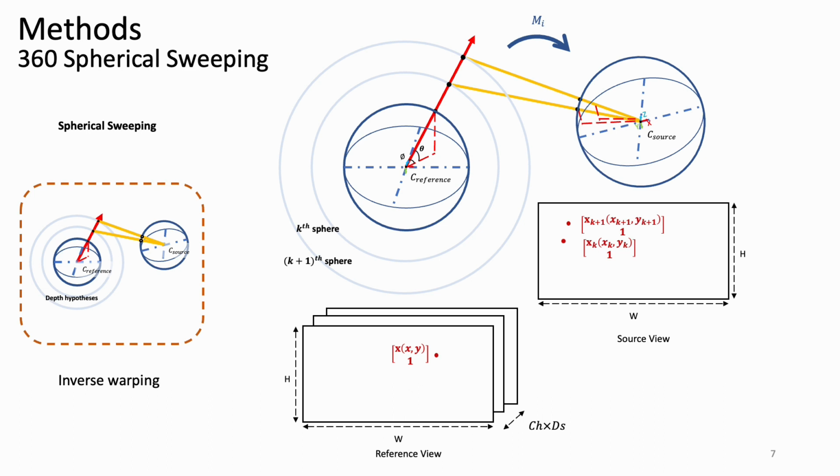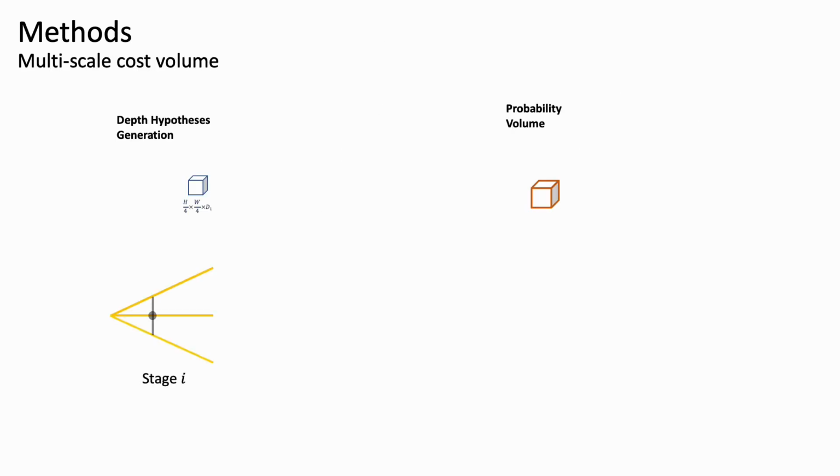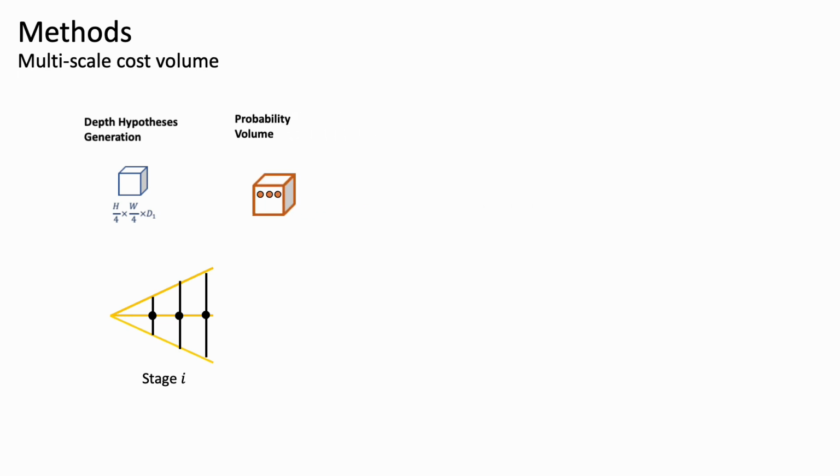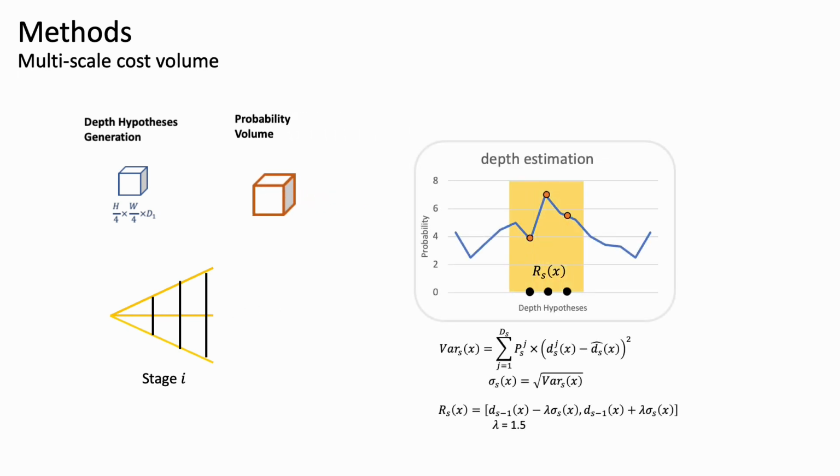The cost volume is regularized using a 3D U-Net to form the probability volume. With the estimated probability volume, we can compute the per pixel degree of uncertainty and efficiently narrow down the depth interval and reduce the number of depth samples.